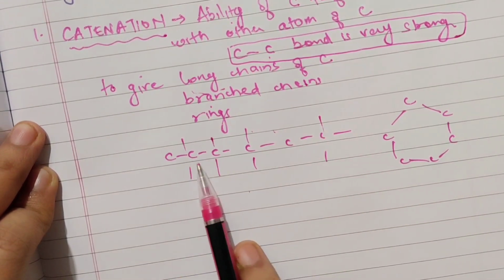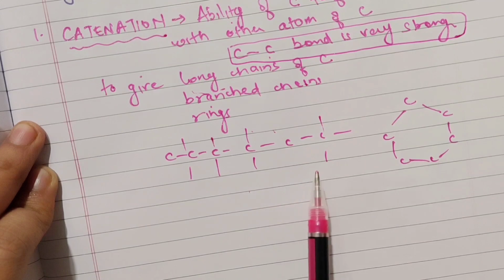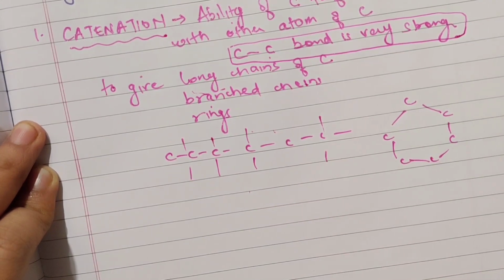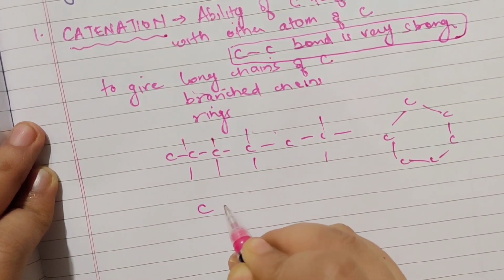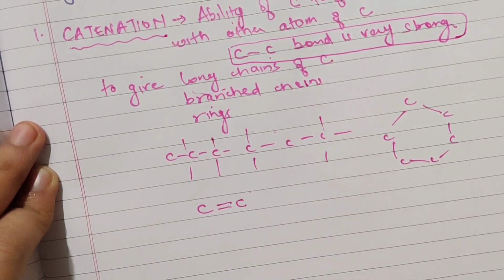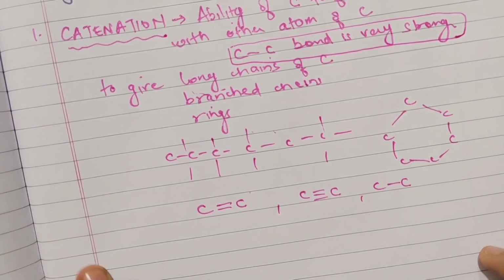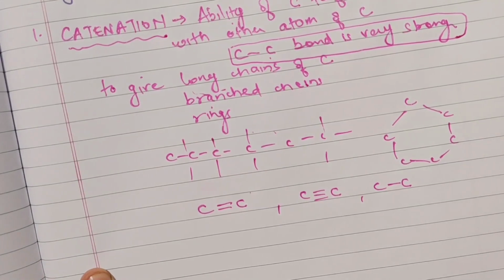Carbon can form rings and chains and side chains, but the variety also increases because it can form multiple bonds with itself. Like carbon-carbon double bond is also there, carbon-carbon triple bond is also there, apart from carbon-carbon single bond. So now imagine if you have 6 carbon atoms, the possibilities are endless.